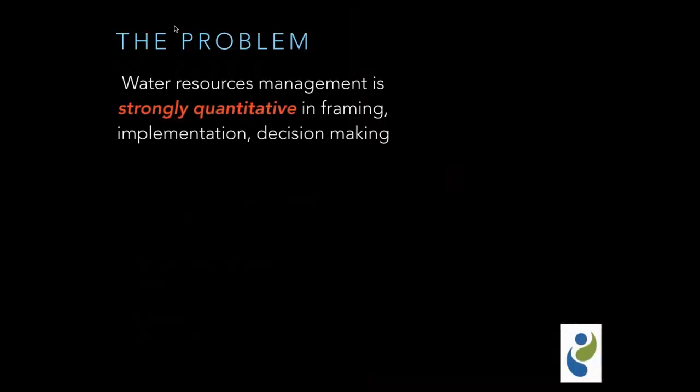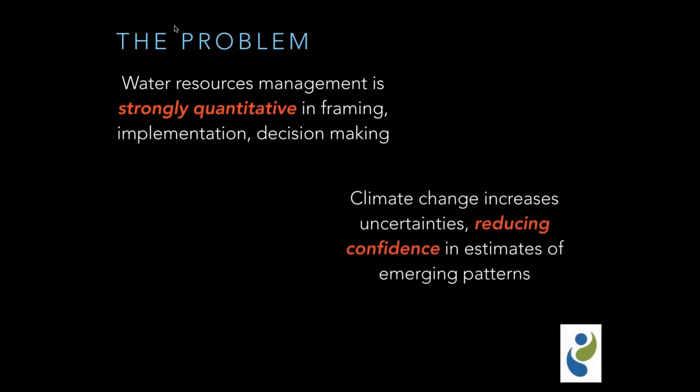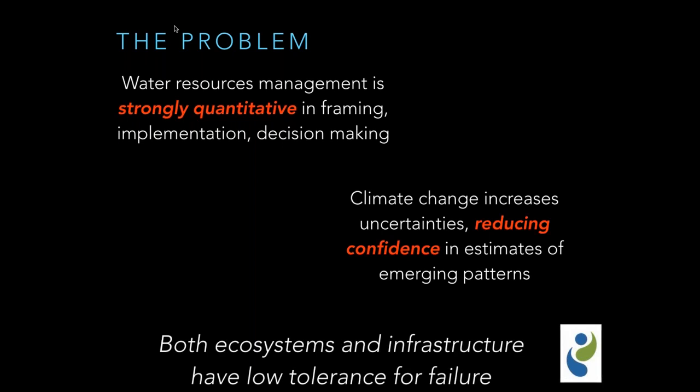So in effect, the problem is that we have a framework that is strongly quantitative in how it focuses on our decision-making and highly optimized. But climate change presents really new uncertainties that are difficult to reconcile with other kinds of uncertainties that we felt relatively confident about. So it reduces our confidence in that quantitative framework. And the challenge for us as members of the water community is how to be responsible. The ecosystems that we're interacting with, the infrastructure that we're operating and designing, they really have a low tolerance for failure, especially with the kinds of stakeholders that we are responsible to.